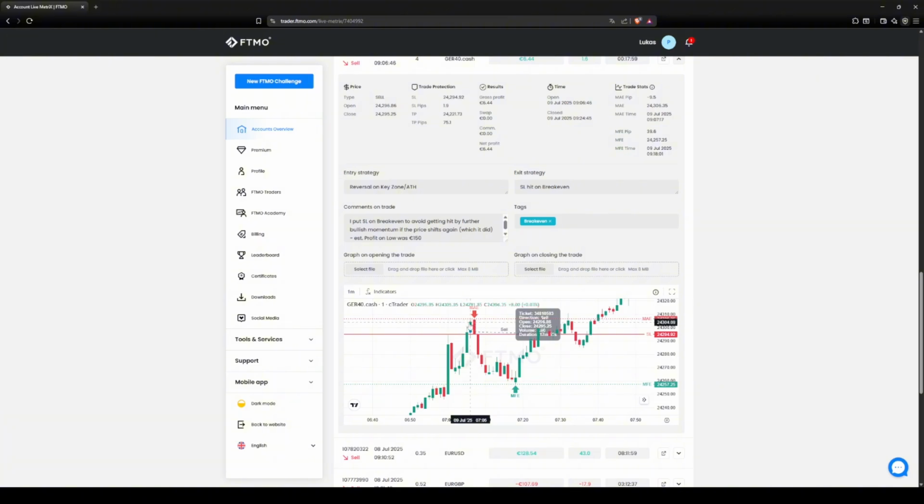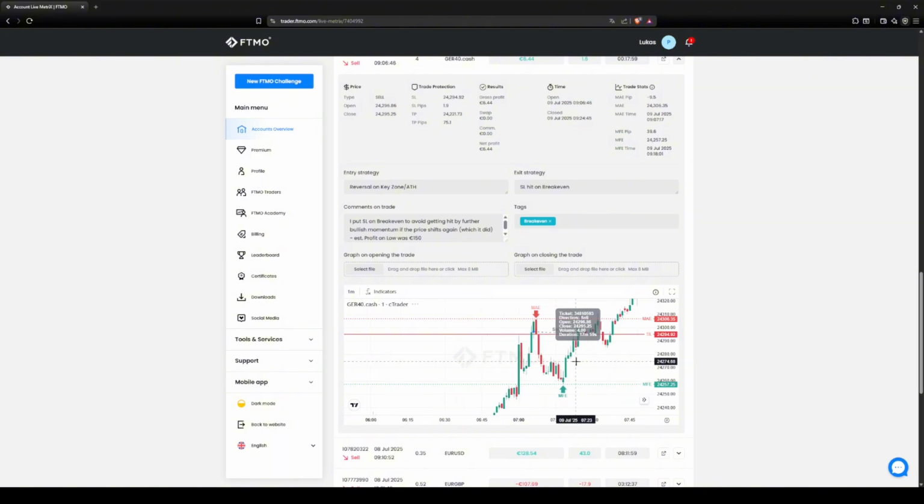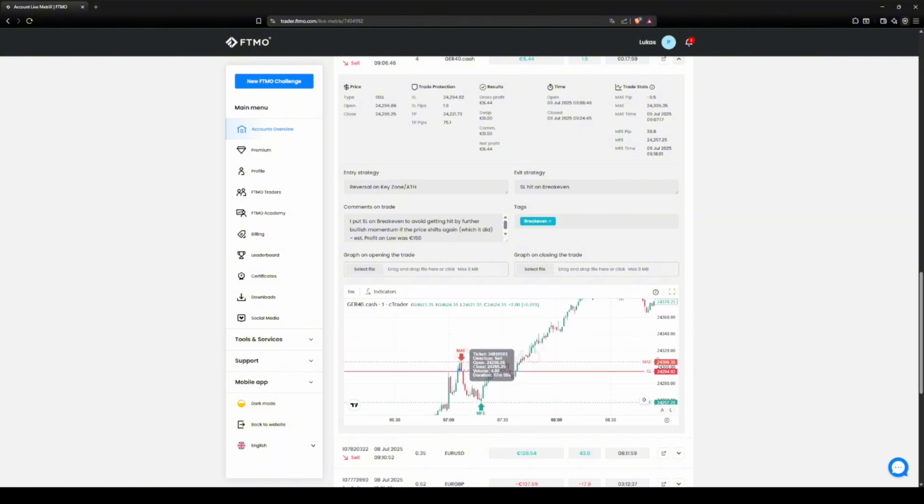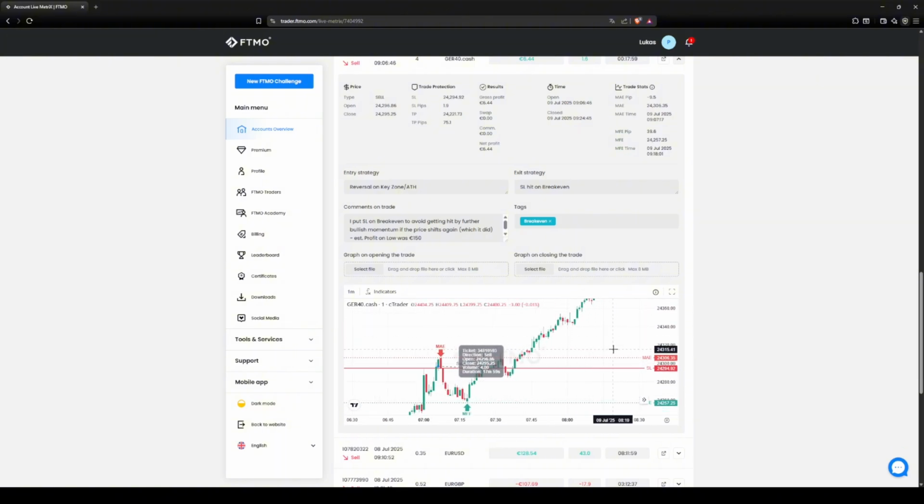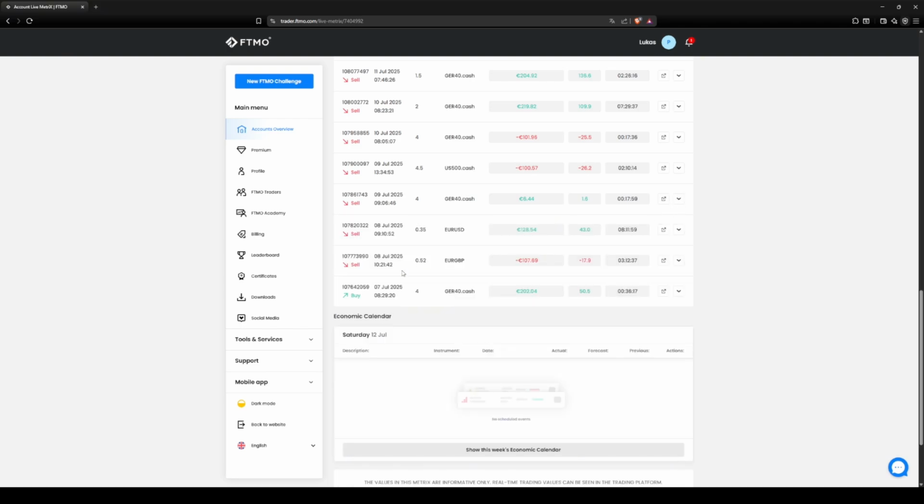I trailed my trade to break even because I wanted to be safe if the price continued the trend, and you can see it did continue. So it was really good that I trailed my stop loss here.